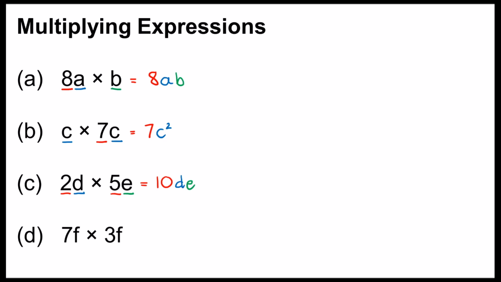In my final example, I'm asked to work out 7f multiplied by 3f. Again, starting off with the numbers, I have a 7 and a 3 which are being multiplied. 7 times 3 is 21, so that needs to go at the front of my answer. Next, looking at the letters, I can see that I've got two F's which are being multiplied. This means that I need to put an F with a little 2 after the 21. So my final answer is 21f squared.